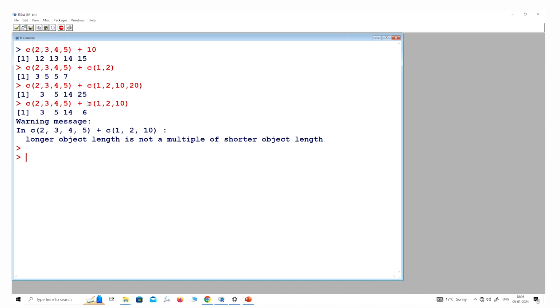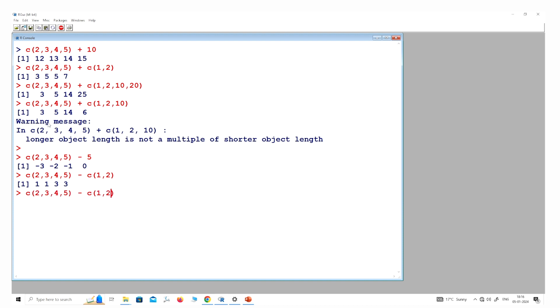Now, similarly, I can take the example of subtraction. Suppose I take c(2, 3, 4, 5) and I try to subtract, say, 5. So you can see here this 5 is subtracted from each and every element in this data vector. Now similarly, if I take another data vector, say c(1, 2), now the respective positions are going to be subtracted and it is going to be repeated. So you can see here 2 and 3 subtracted by 1 and 2, then once again 4 and 5 subtracted by 1 and 2.